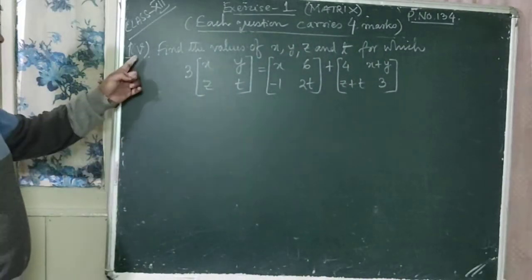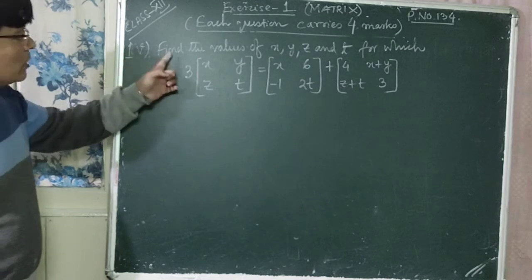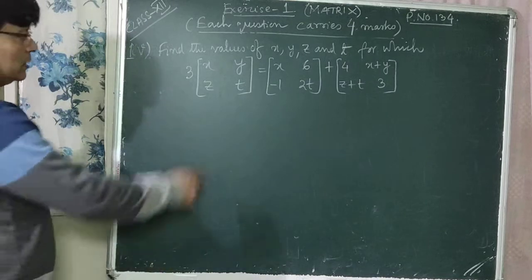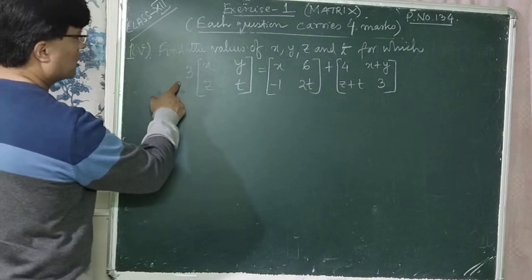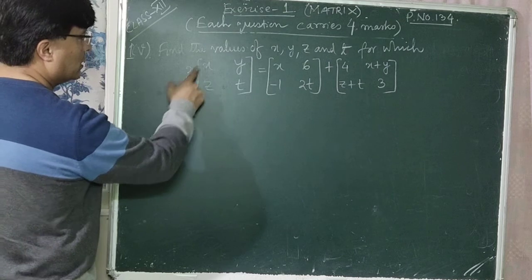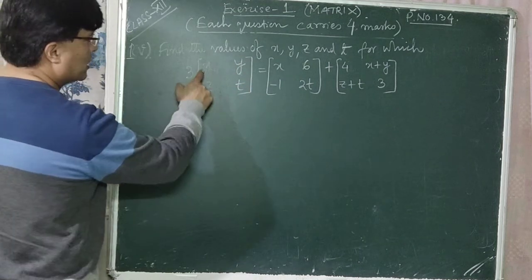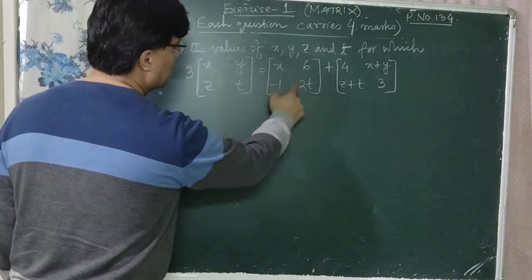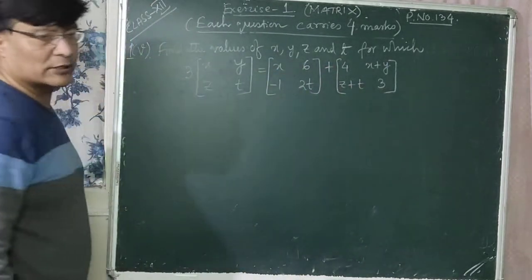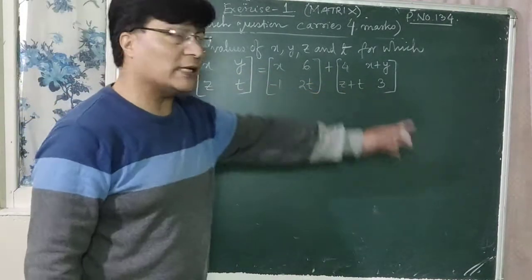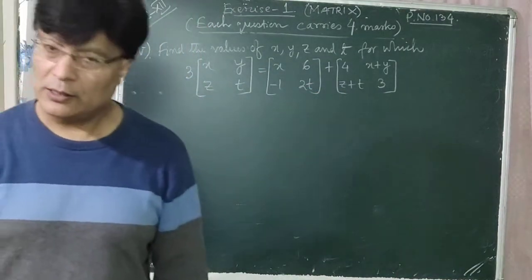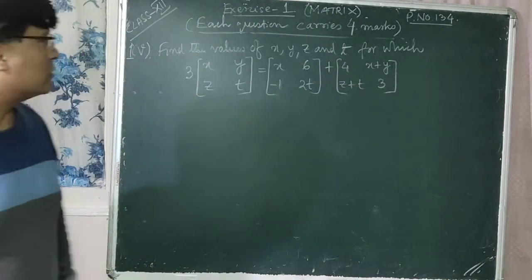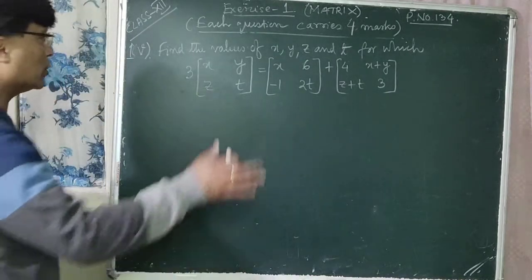Let's do question number 5 of number 1. You have to find out the values of x, y, z and t for which these are the given matrices. So 3 is the scalar multiplication of this matrix, the second order matrix x, y, z, t, is equal to another second order matrix x, 6, minus 1, 2t, plus this is also a second order matrix, 4, x plus y, z plus t, 3, is given, right? So these are the equations in terms of matrices. You have to get the values of x, y, z and t. So this is the given matrix.